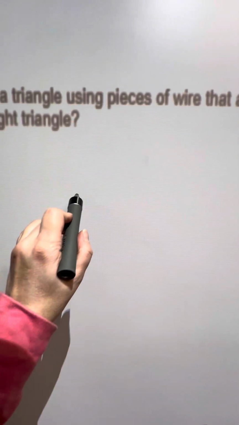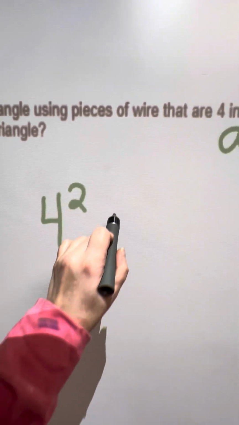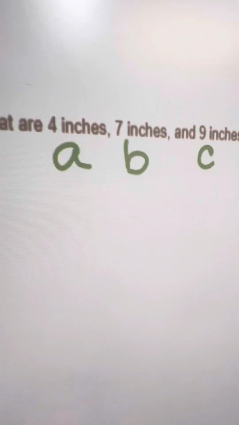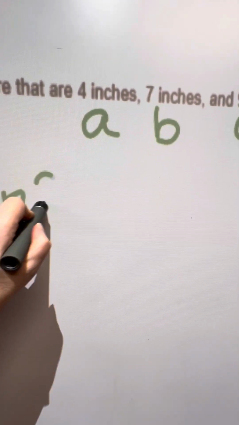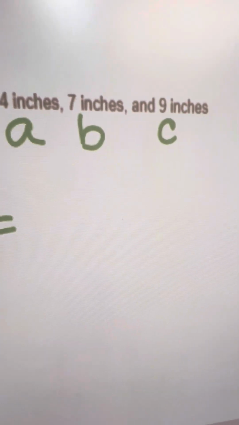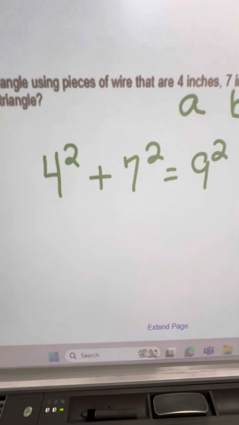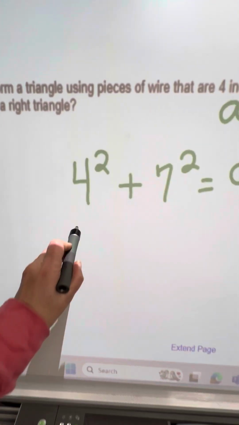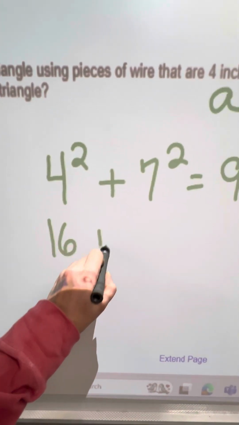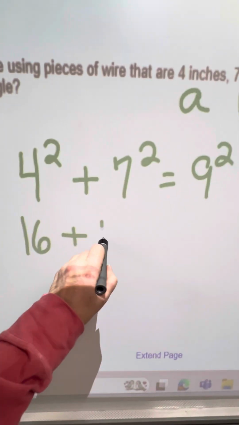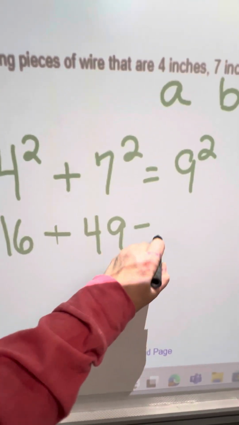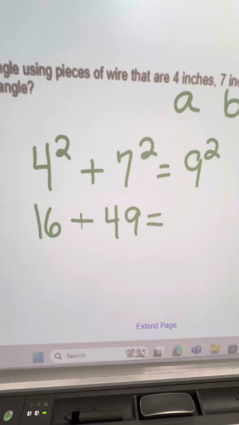So we're going to do 4 squared, that's our a squared, plus our b squared, which in this case is 7, so 7 squared. We're going to check out that c squared, 9 squared. It's the longest side. So now when I square these numbers, I'm going to end up with 16, 4 times 4, 49, which is 7 times 7, and then our 9 squared, which is 81.